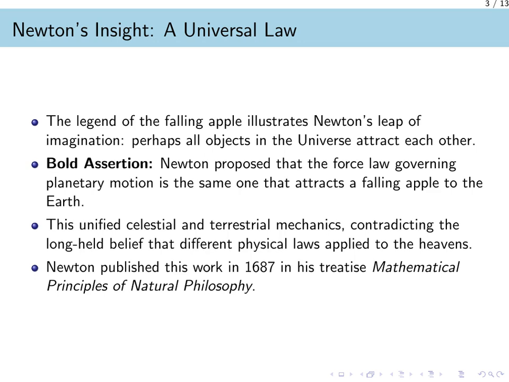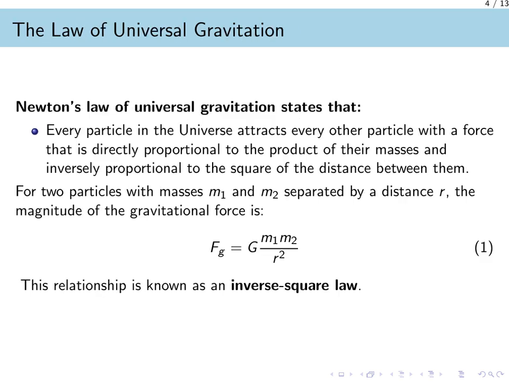Newton's assertion unified what were called celestial and terrestrial mechanics into a single framework. He formalized and published this groundbreaking work in 1687 in his treatise, Mathematical Principles of Natural Philosophy. The essential concept here is that Newton proposed one single law of gravitation that applies to all objects, everywhere in the universe. This slide introduces one of the most fundamental laws in physics, Newton's law of universal gravitation. This law describes the attractive force that exists between any two objects that have mass.